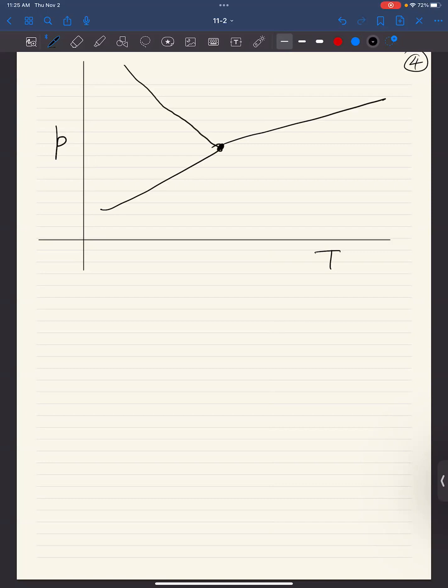You have a solid region over here, and we're talking about pure water. You have a liquid region over here, and you have a vapor. Okay?